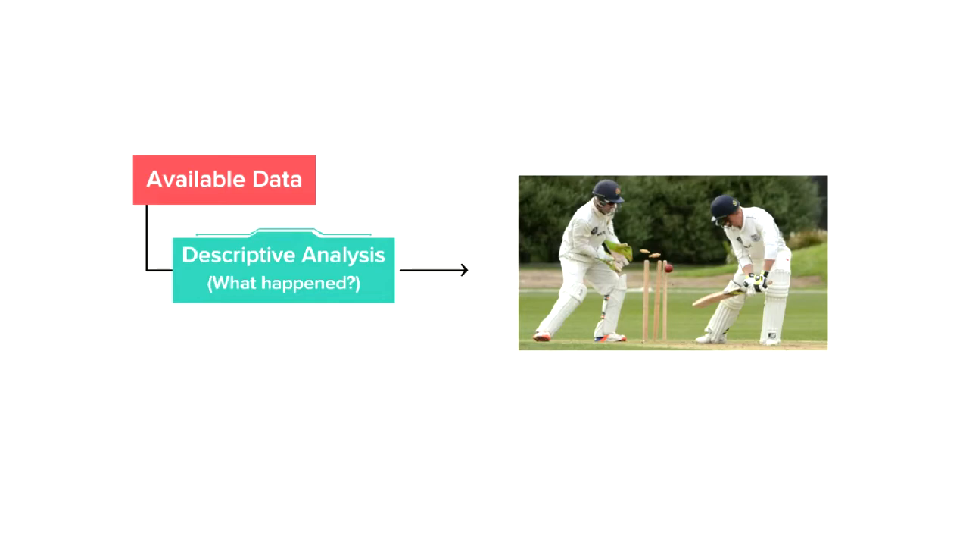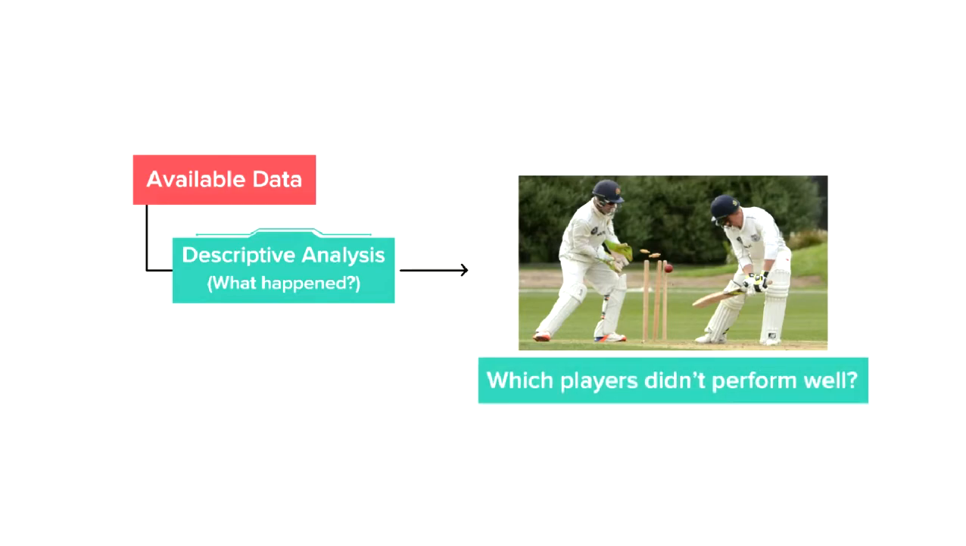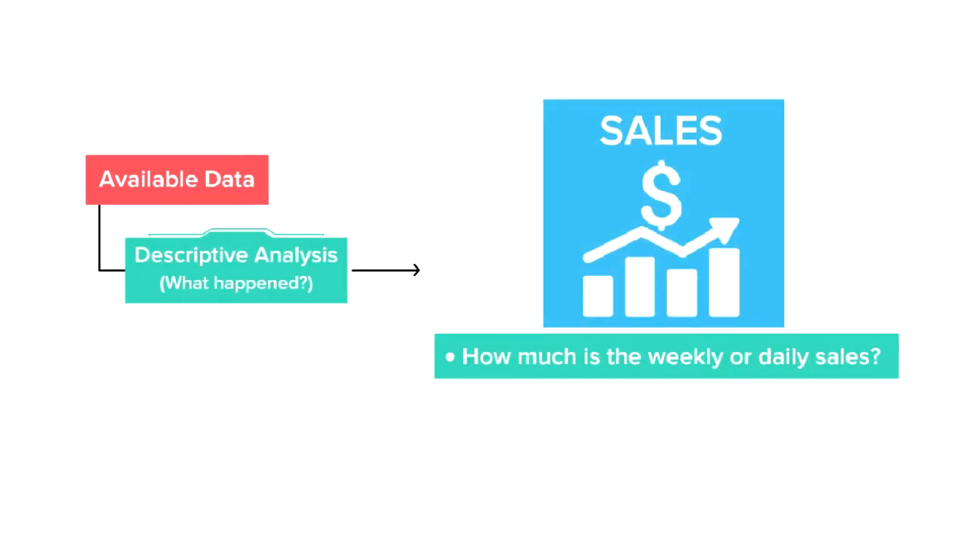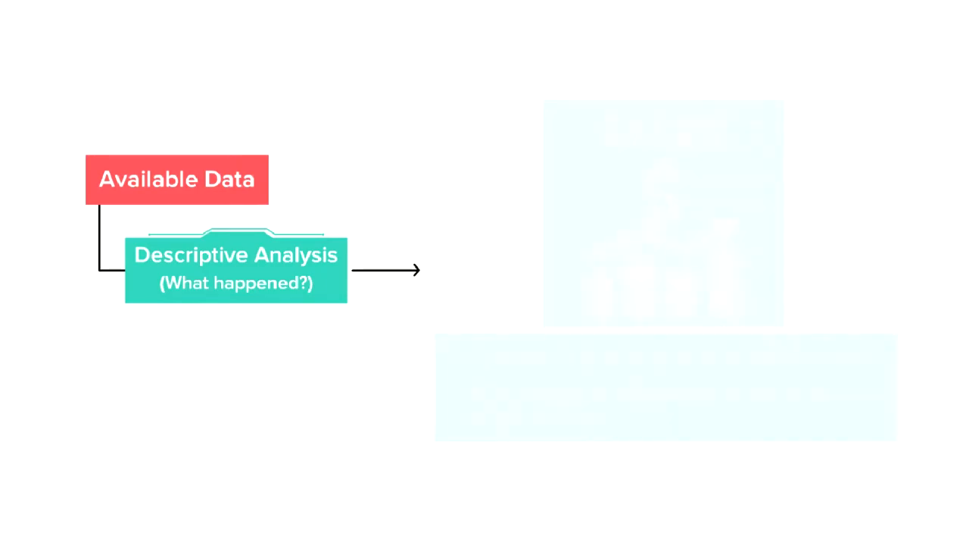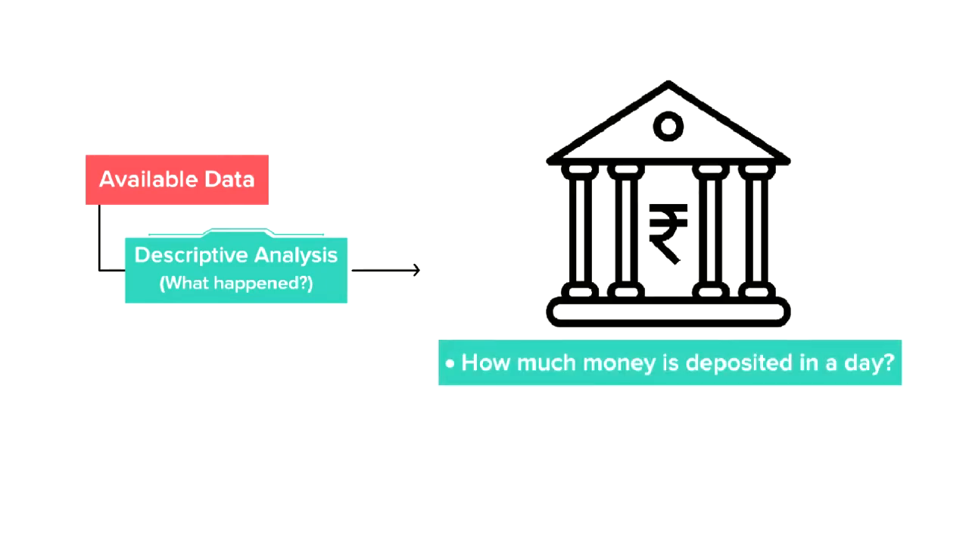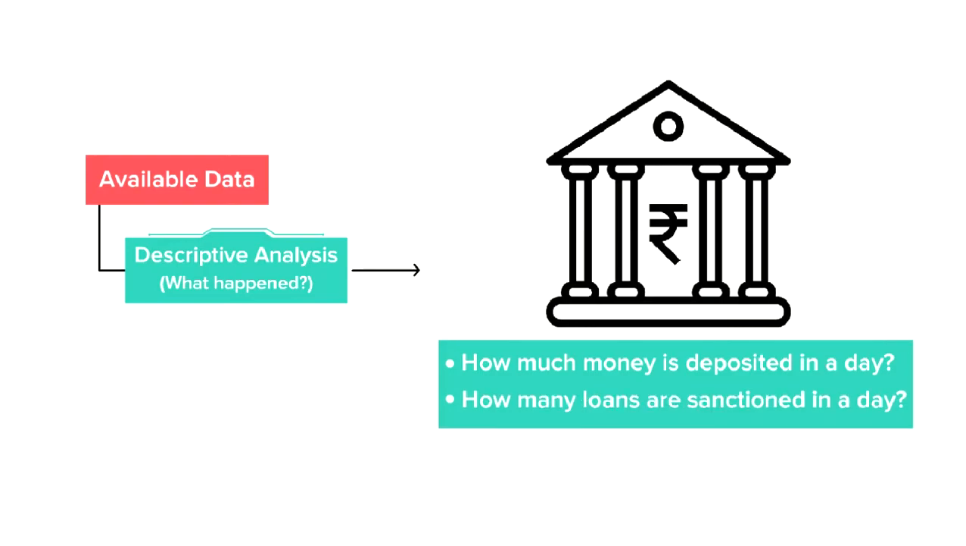Let us consider the cricket match which we have talked about earlier. Using the match data, you will know which players didn't perform well. Some more examples of descriptive analysis are daily or weekly sales summary for a marketing officer, which can help him in identifying the sales trend over the week or which sales representative had the maximum sales on a given day. Another example is the daily summary of transactions available with banks that help them know the amount of money deposited in a day or the number of loans sanctioned.